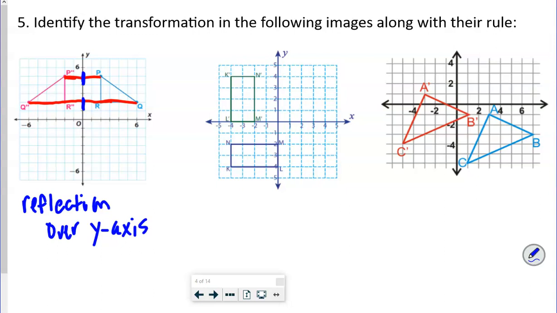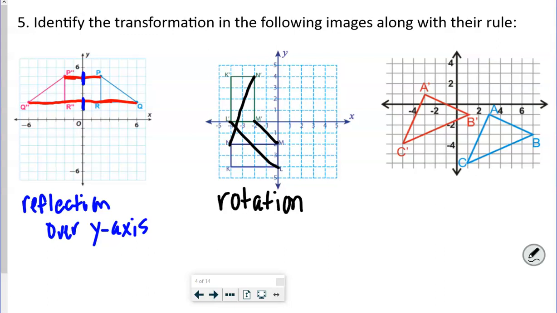All right, so this next one. This time we're going to connect our vertices again. So we're going to do L to L prime right there. We're going to do M to M prime right there. We're going to do N to N prime. Ooh, they just crossed. So if you notice that, because they crossed, we know this is a what? We know this is a rotation, right? So now we want to figure out how far did it rotate.